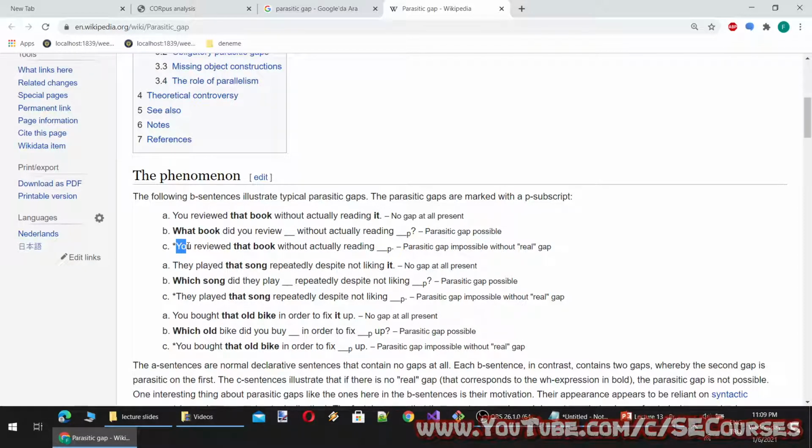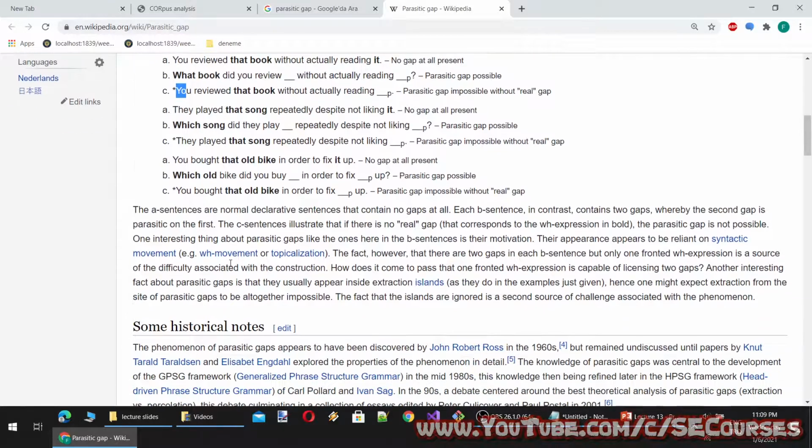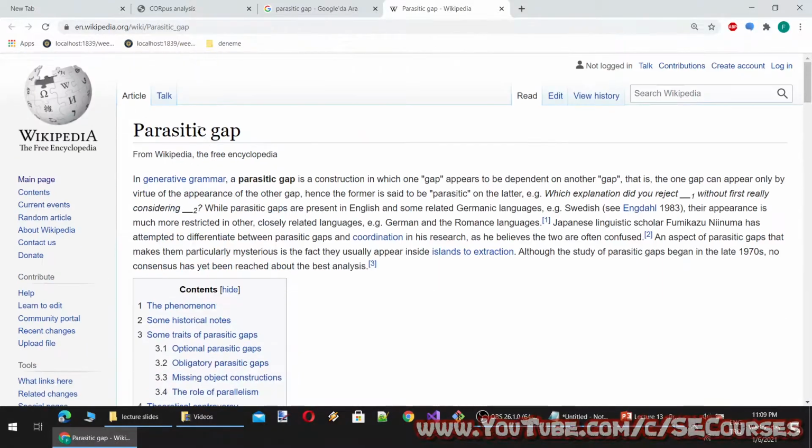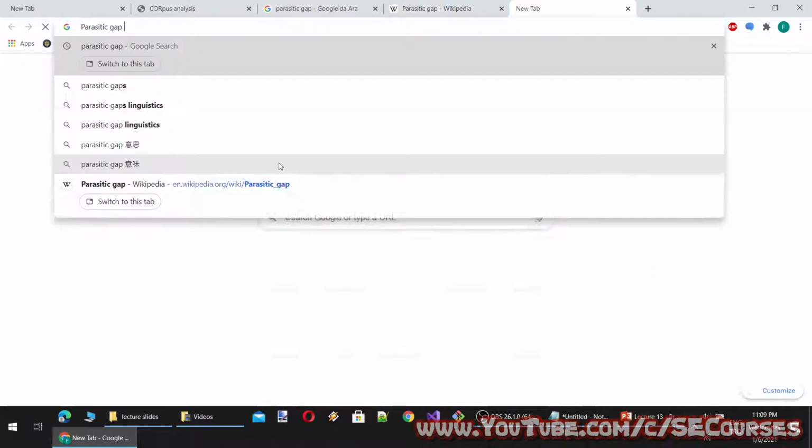Let's see if they given the example. Let's find some better example.